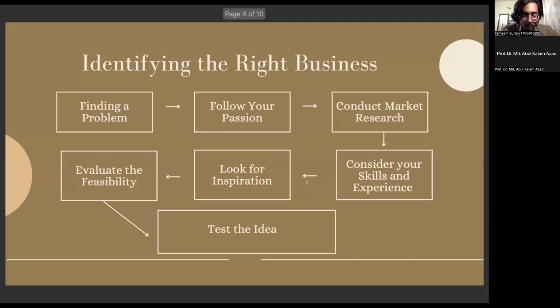The first one is identifying a problem. Look for problems or inefficiencies in your own life or in your community. Think about how you can solve these problems and turn this into a business opportunity.